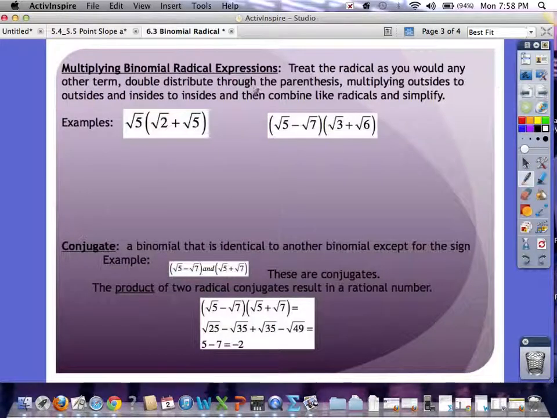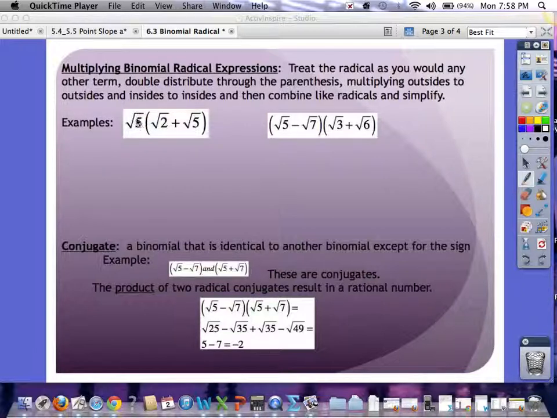All right. Now, when we are multiplying binomial radical expressions, you treat the radical as you would any other term. You're going to double distribute through the parentheses, multiplying outsides to outsides and insides to insides, and then combine the like radicals and simplify. And simplifying is going to be the name of the game in Algebra 2 this year. You'll hear us say that a lot this year.